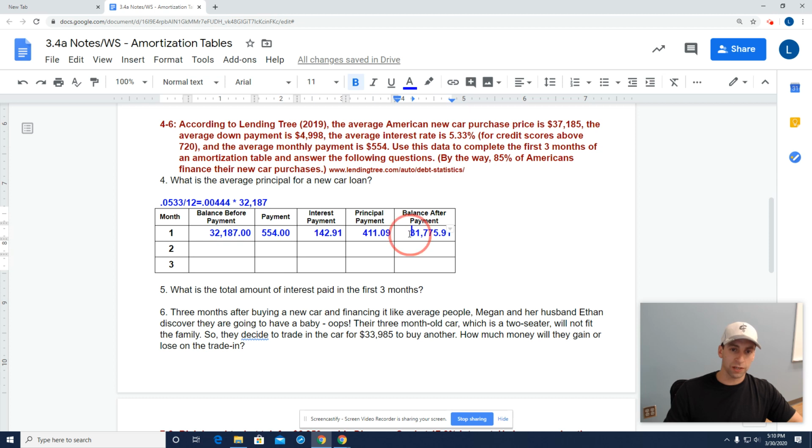And then of course this will transfer to the beginning of the next month. There we go. And I'm going to keep my payment of $554. And you go ahead and calculate the rest of this one. You're going to take the 0.00444. You're going to multiply it by the new balance of $31,775.91. That'll give you the interest payment. And then you'll subtract it off of the $554 to get the principal payment, and so on and so forth. I'll let you finish this out. You can go ahead and answer numbers 4, 5, and 6 as well.